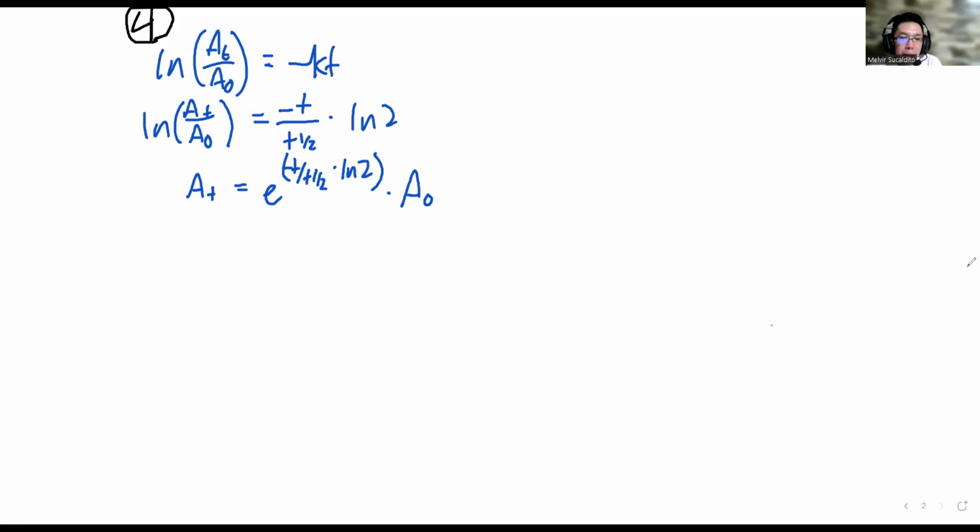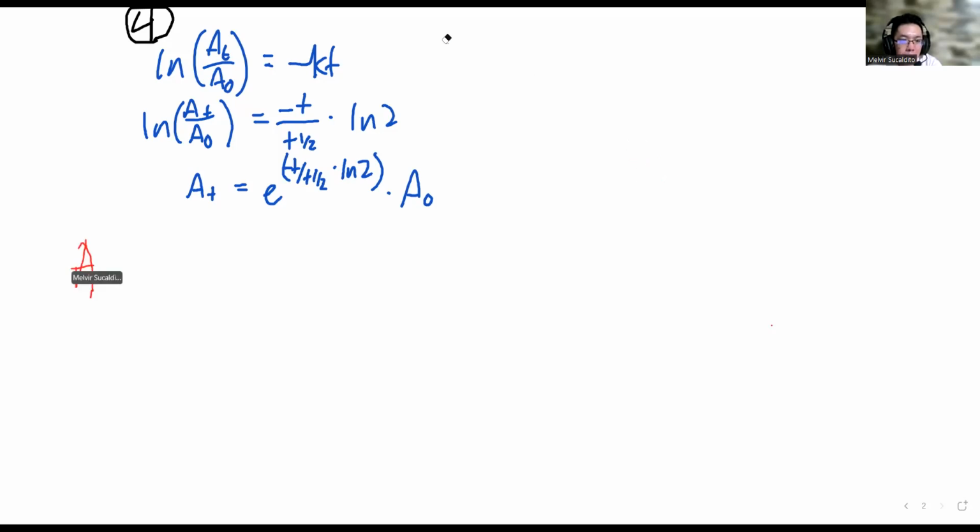So, correct. ln 80 over A0 equals negative kt. Negative kt is equal to, okay, where are we? k is equal to 0.693, or ln 2 over half-life. ln 2 over half-life, correct. So, negative t times ln 2. Therefore, I'll write the substitution.